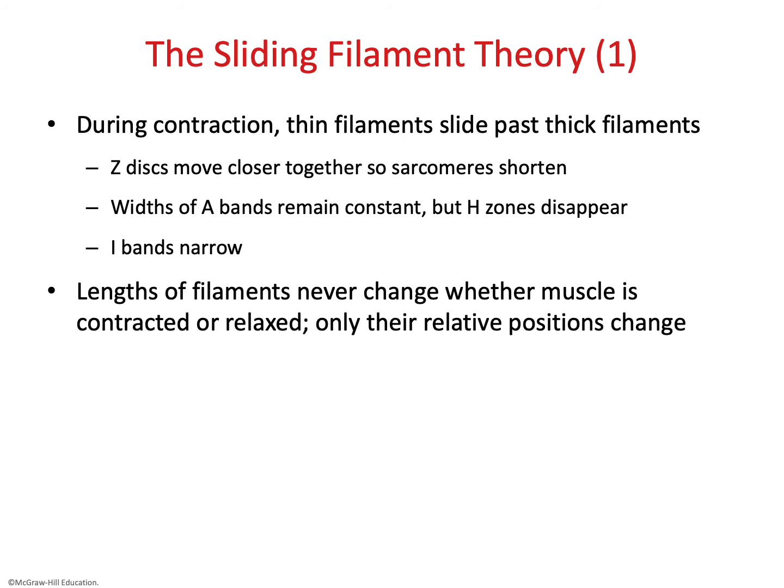So during contraction, thin filaments will slide past thick filaments and the Z discs will move closer together, causing the sarcomere to shorten. The lengths of the filaments themselves never change. Only their relative positions will change.